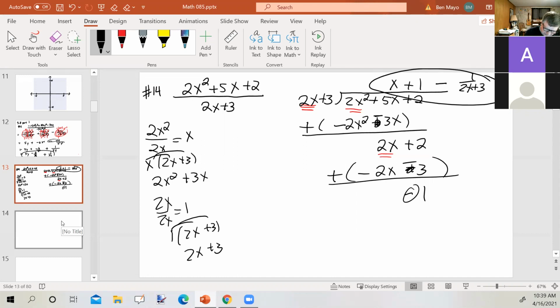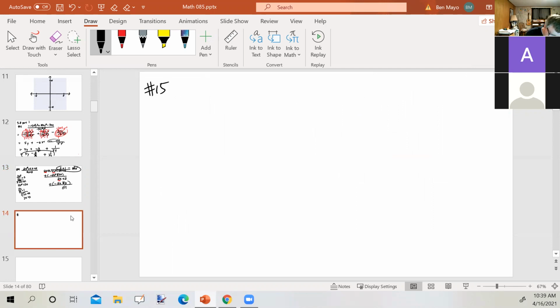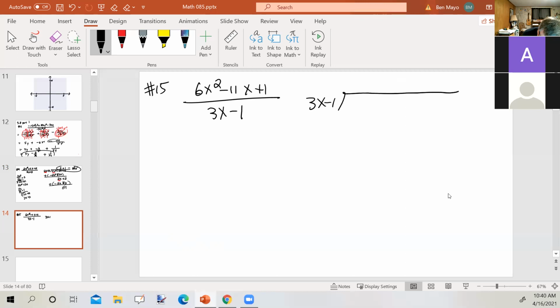All right. And finally, we've got number 15 from that same assignment. Perform the division: 6x squared minus 11x plus 1 divided by 3x minus 1. Again, the dividend and the divisor, the numerator and the denominator, are both in descending powers, and again there are no missing terms, no missing powers of x. So we're going to have 3x minus 1 on the outside, 6x squared minus 11x plus 1 on the inside.